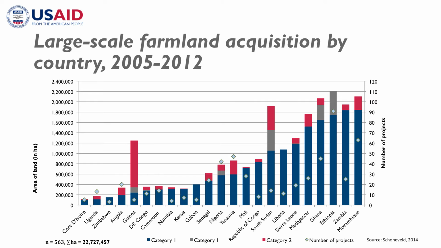from 2005 to 2012. The countries on the right, Mozambique, Zambia, Ethiopia, and Ghana, are the ones that have received the greatest interest and the ones that have allocated the most land to large-scale, both foreign and domestic investors. This graph comes from Schoneveld in a food policy article from 2014.